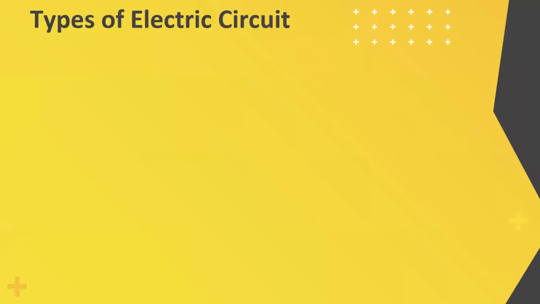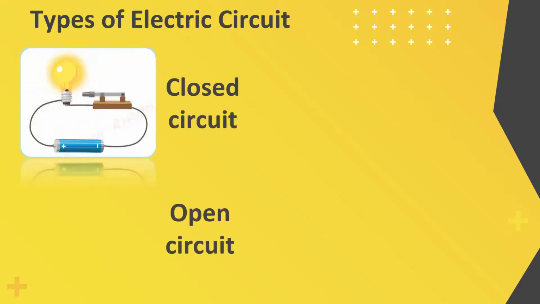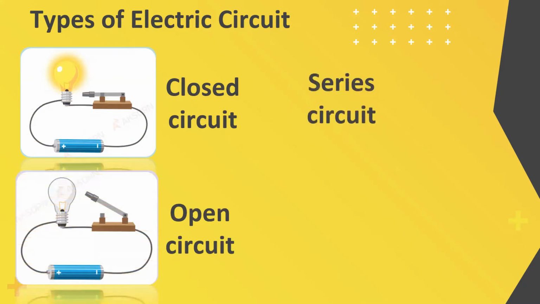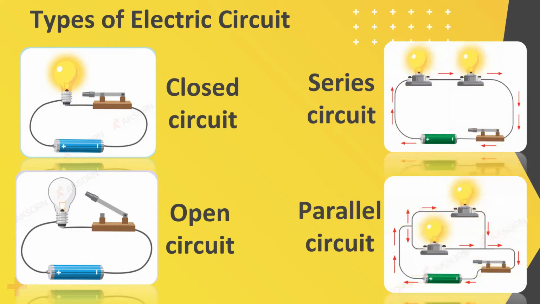Now, let's discuss about the types of electric circuit. For this video, I am going to talk about the four types of electrical circuit which are the closed circuit, open circuit, series circuit, and parallel circuit. Let's talk about them in pairs.